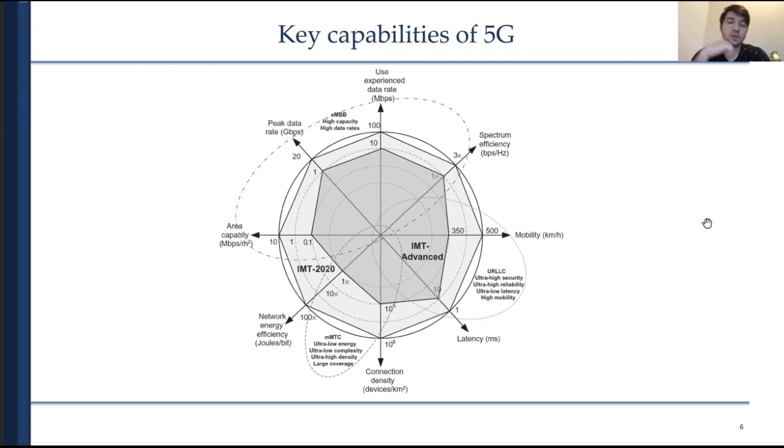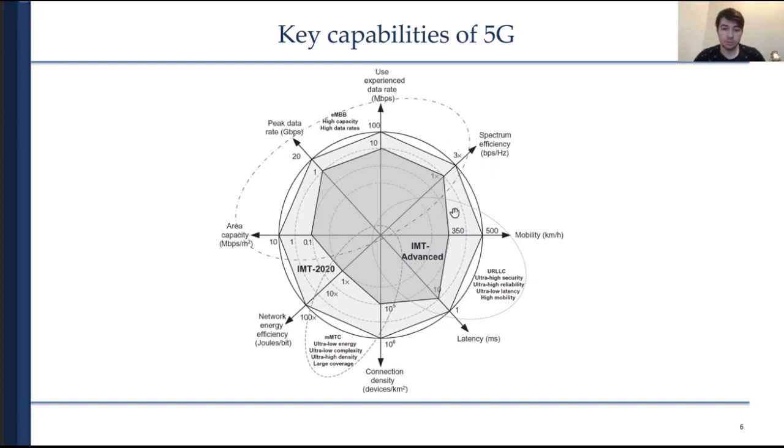Then, after regulation, what comes next is actually the standards, the requirements that we want to impose on 5G systems. And on this diagram, we can see key performance indicators. From the top, clockwise, the first one is experience data rate. Second one is spectrum efficiency, then mobility, latency, connection density, network energy efficiency, area capacity, and peak data rate. So we can see that we want to increase the data rates about 10 times here, so peak data rate by 20 and experience data rate by 10.